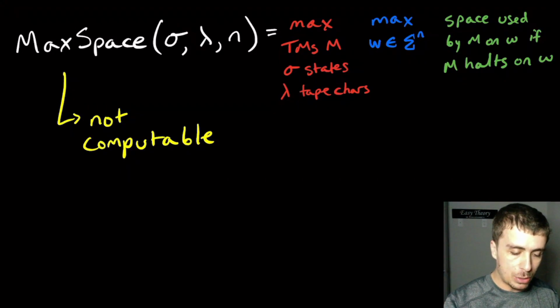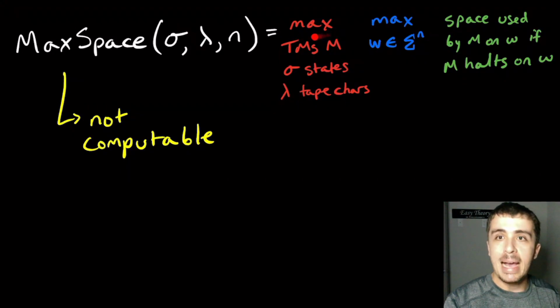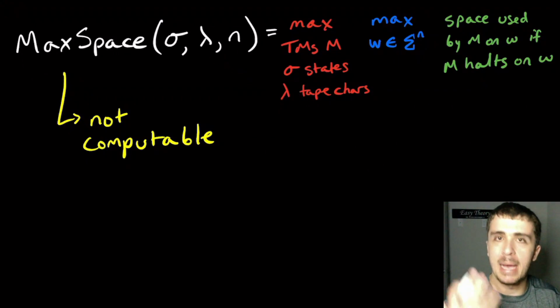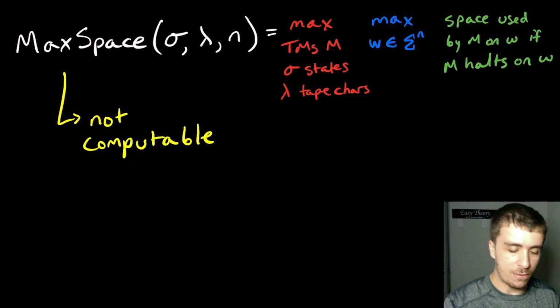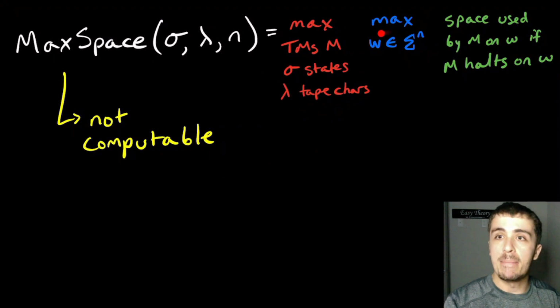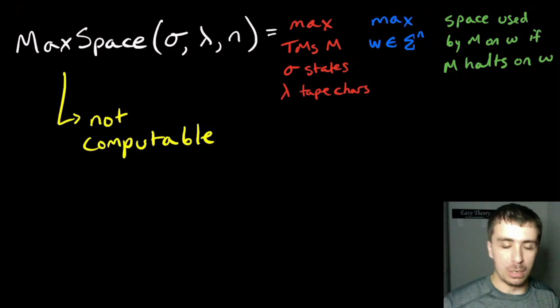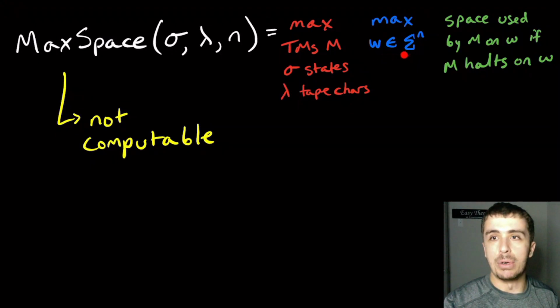And how is this going to work formally? Well, we're going to take the maximum over all Turing machines M with sigma states. So sigma is going to correspond to the number of states. Lambda is going to be the number of tape characters, because the alphabet itself doesn't matter as long as you have the cardinality of it for purposes of this. We're going to take the maximum over all strings w that are of length n. Actually, I should emphasize that this should be length n or less, because a small string might go longer, but it's of all strings of length at most n.